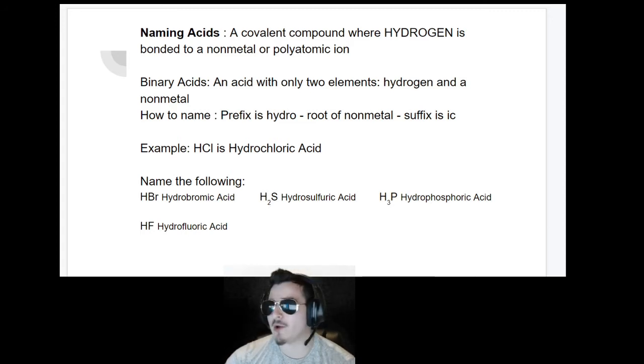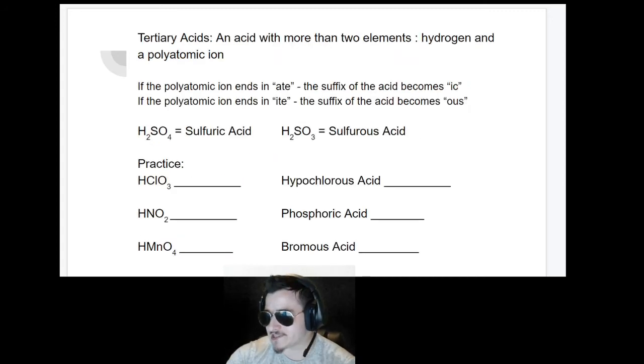So now let's look at it when it's not binary acids, okay? And I think that these are really easy to name. Once again, hydro only applies to binary acids. Well, this other category we're dealing with are called tertiary acids, an acid with more than two elements. And what it typically is, is hydrogen attached to your polyatomic ions.